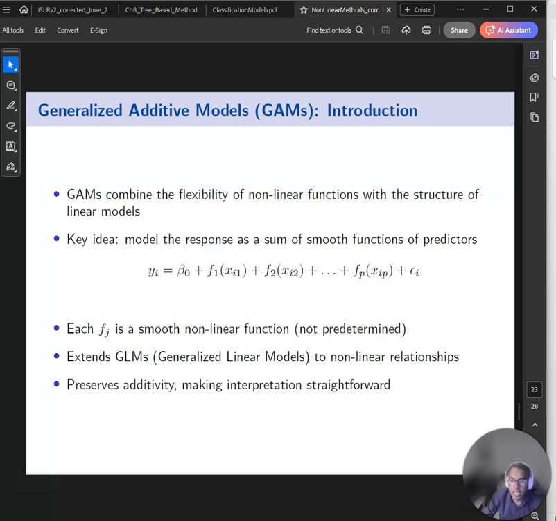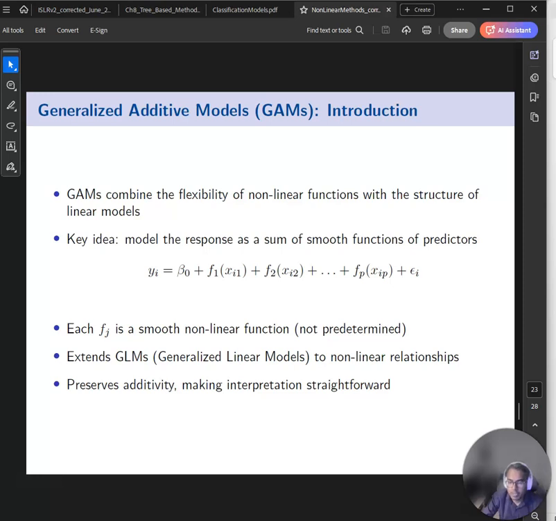So the last one that we have in this video is GAMs. This represents a powerful synthesis of all the methods that we have discussed so far. The key idea behind GAMs is beautifully simple: model the response as a sum of smooth functions of individual predictors. Mathematically, a GAM takes the form y equals beta naught plus f1(x1) plus f2(x2) plus ... plus fp(xp), where each fi is a smooth nonlinear function that is not predetermined. It is estimated from the data. Those functions can be splines, local regression fits, and other smoothing options.